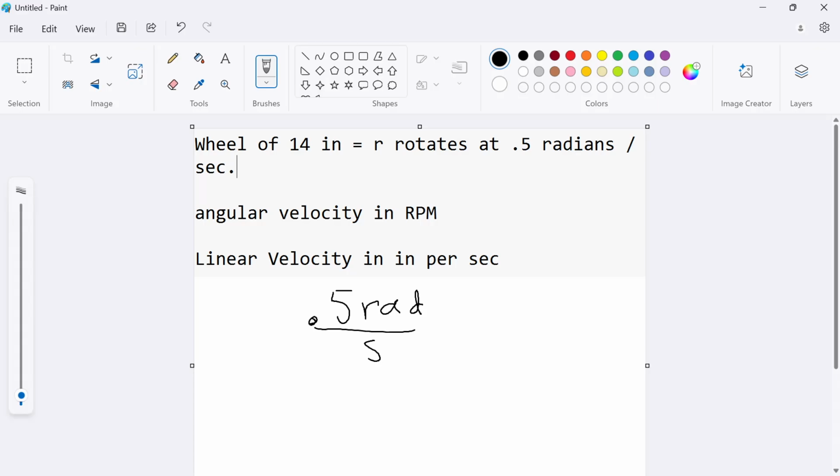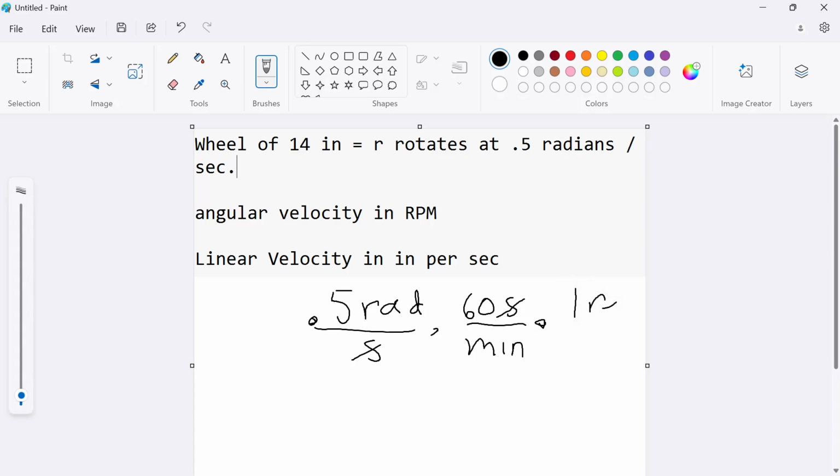Now I want revolutions per minute. So first I'm going to convert those seconds. There are 60 seconds per minute. And the reason I put the 60 seconds on top is so that the seconds cancel from the denominator and the numerator. So now I've got radians per minute. But I don't want radians per minute. I want revolutions per minute. So I need revolutions up here.